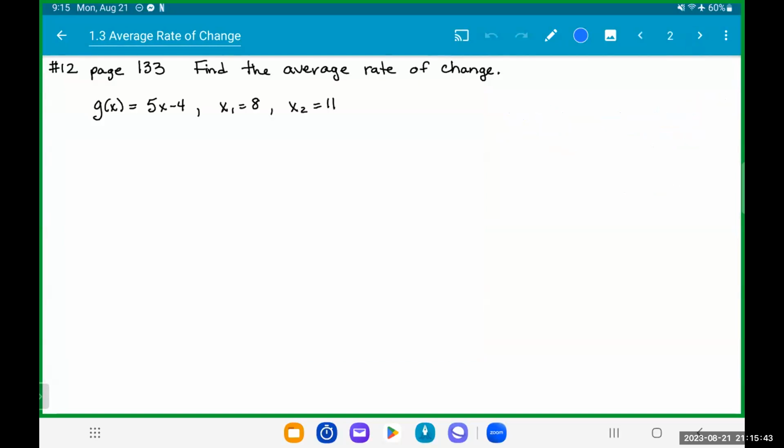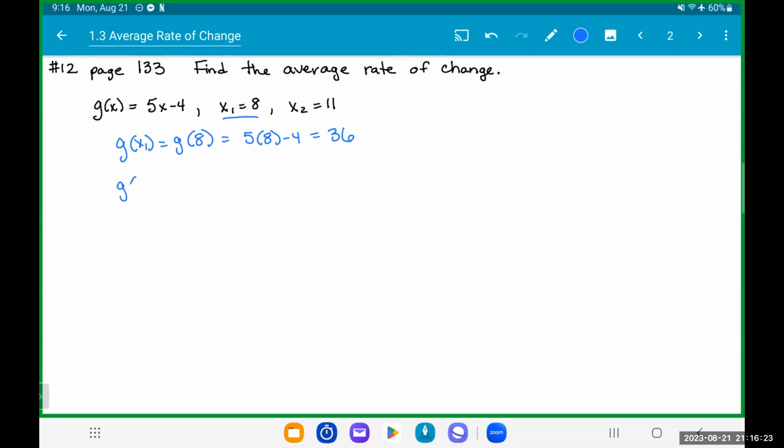All right, so let's look at an example. We want to find the average rate of change. We're given a function and we're given our x1 and x2 values. So we first have to find our y values that correspond to the given x values, right? So I want to find g of 8, that is my x1. So I'll write that here. g of x1 is g of 8. g of 8 is 5 times 8 minus 4. So that's 40 minus 4, which is 36.